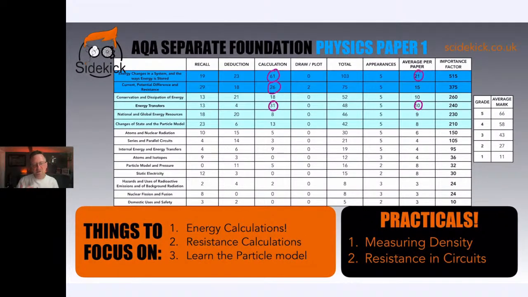Now the practical side of things for paper one, measuring density, that's where they drop something in some water and look for the displacement. Practical questions on that all the time. And unsurprisingly, the second one is resistance in circuits. So there may be somebody testing how changing X changes the resistance or the current or the potential difference in a circuit. So do watch out for those.